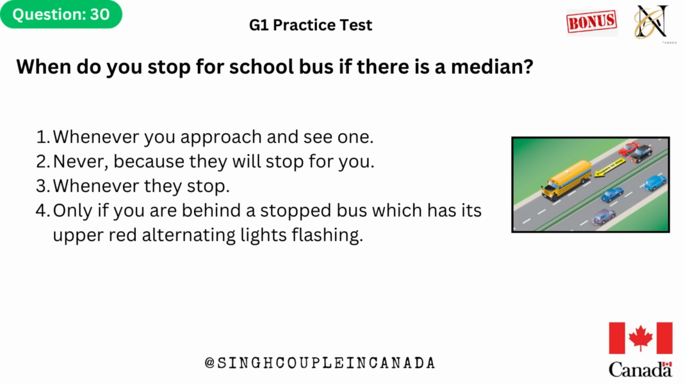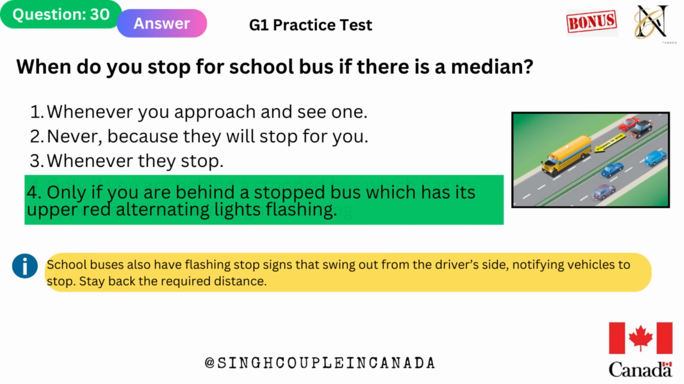When do you stop for a school bus if there is a median? 1. Whenever you approach and see one. 2. Never, because they will stop for you. 3. Whenever they stop. 4. Only if you are behind a stopped bus which has its upper red alternating lights flashing. The answer is 4. Only if you are behind a stopped bus which has its upper red alternating lights flashing.